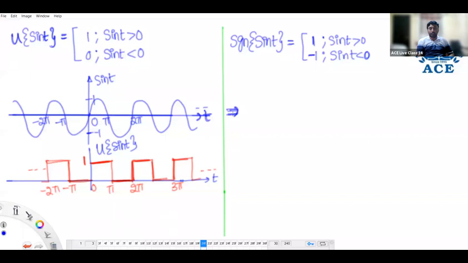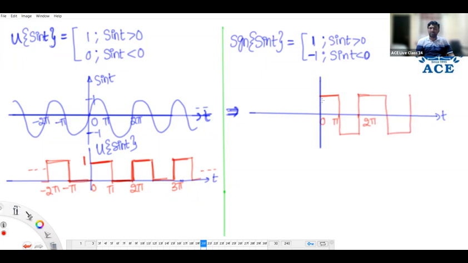Again, with respect to the sine wave as reference, what will happen now? All positive half cycles of the sine wave give plus 1, and negative half cycles of the sine wave give minus 1. All positive half cycles we are taking plus 1, negative half cycles minus 1.